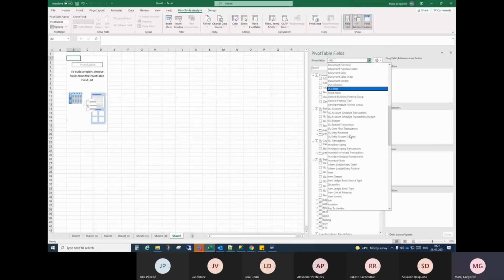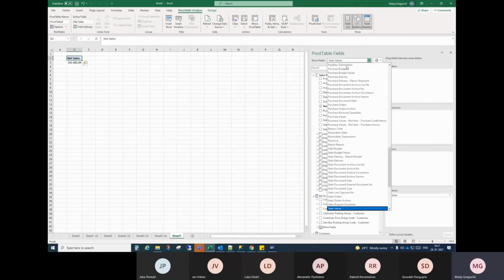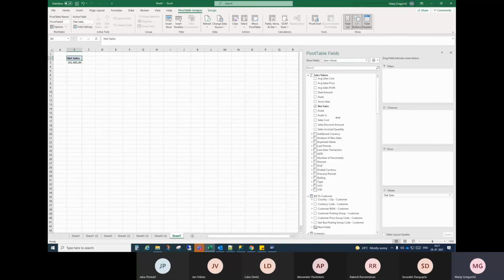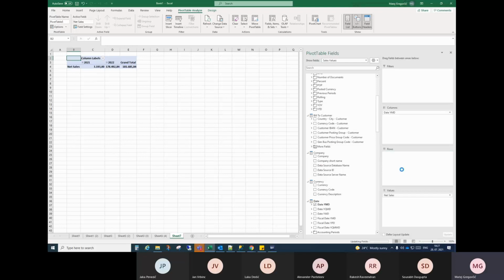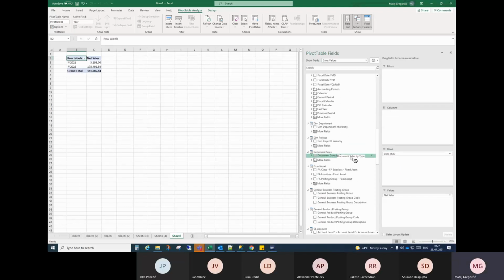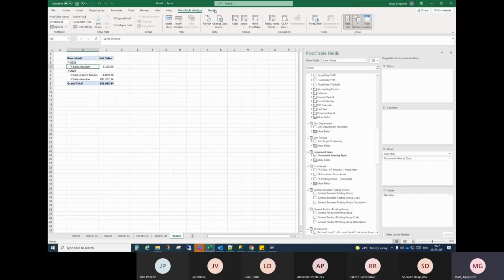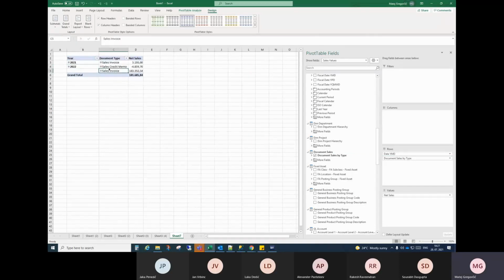Okay, we'll go again to sales values. We'll go over this slowly because it's a little bit more complex. Again, net sales. We'll add, and this time we will add a date. And what we'll also do is add a document dimension. Right, or tabular. Good. So we have some information here, right?